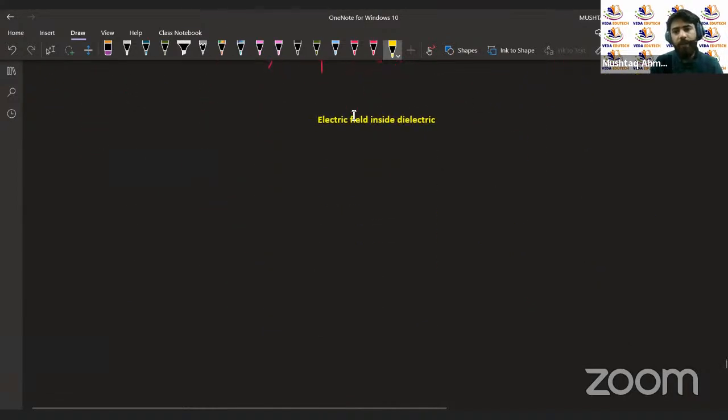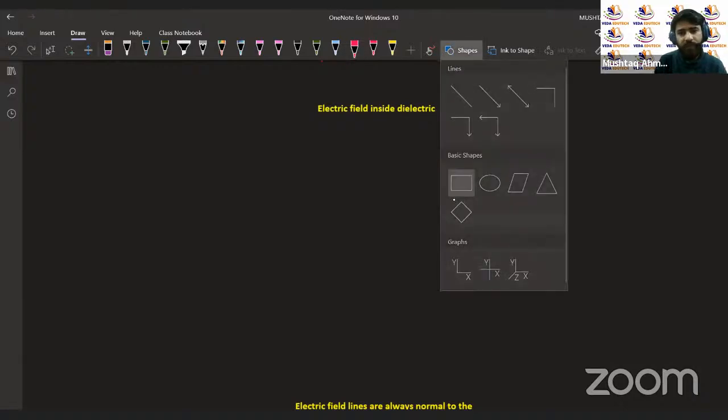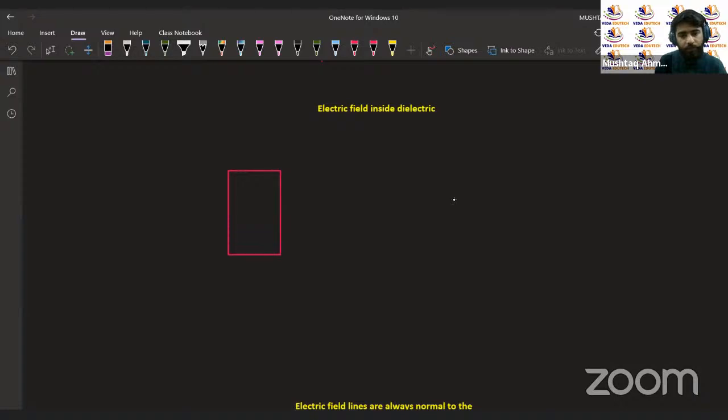Now, in case of dielectrics, suppose we have insulators or dielectrics. Let's suppose this is the dielectric placed here, right? And let's suppose this is the electric field, and we call this electric field the external electric field. This is the E, and this field is external.